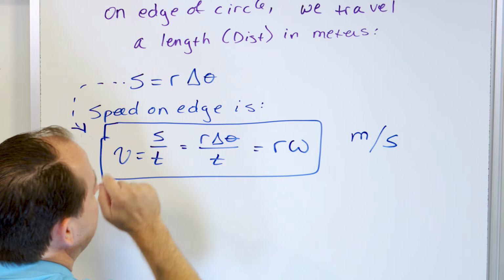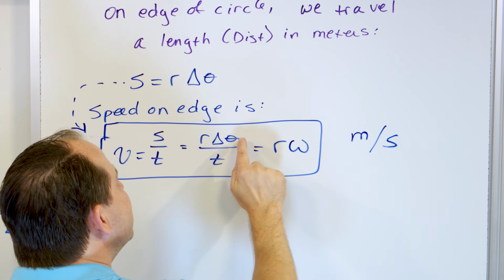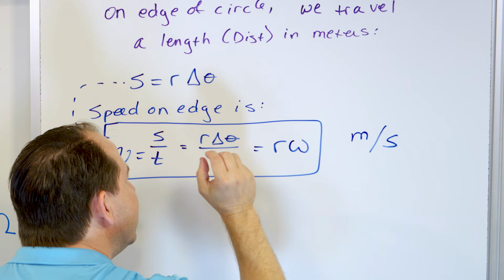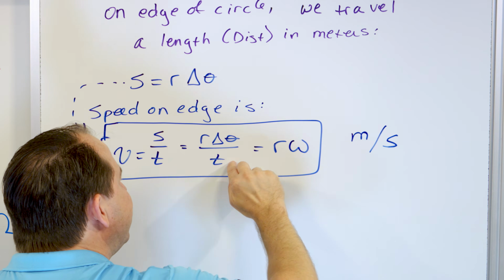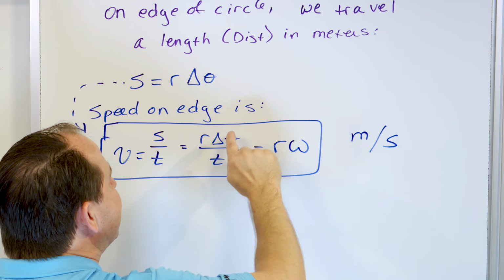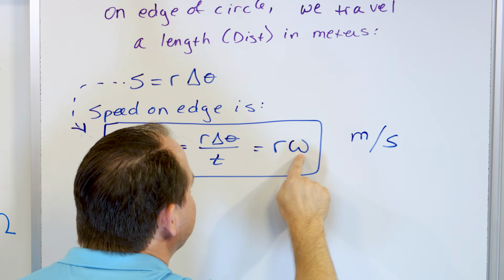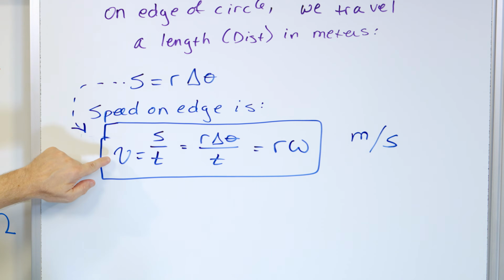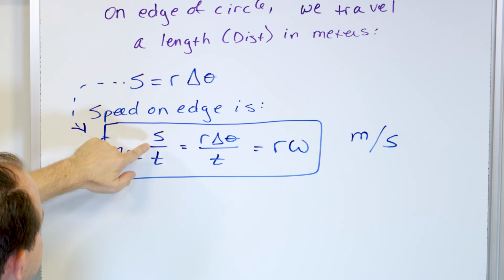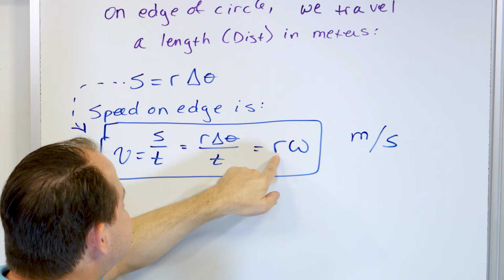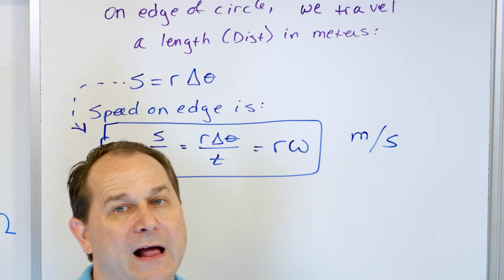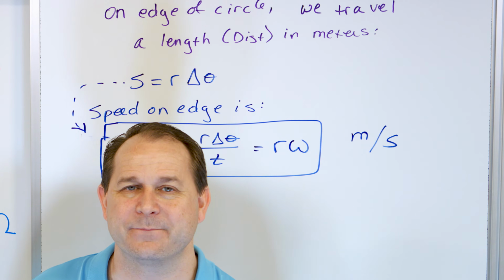So you can use this equation if you want. But then we realize that this quantity, delta theta divided by t, is radians per second, which we called omega before. So you could say that the speed of the particle on the edge is the arc length divided by the time. That's fine. Or you could say it's the radius of the circle multiplied by the angular frequency, right?